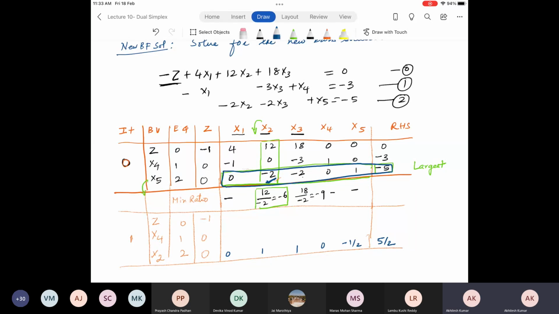Now I need to ensure that everything above it is 0 so that it can be in the proper Gaussian elimination form. Since in equation 1 there is already a 0 here, I don't need to make any changes. I will copy it as it is from the top. Now coming to this part, I need to make this 0. How much do I need to multiply this equation with? 12.